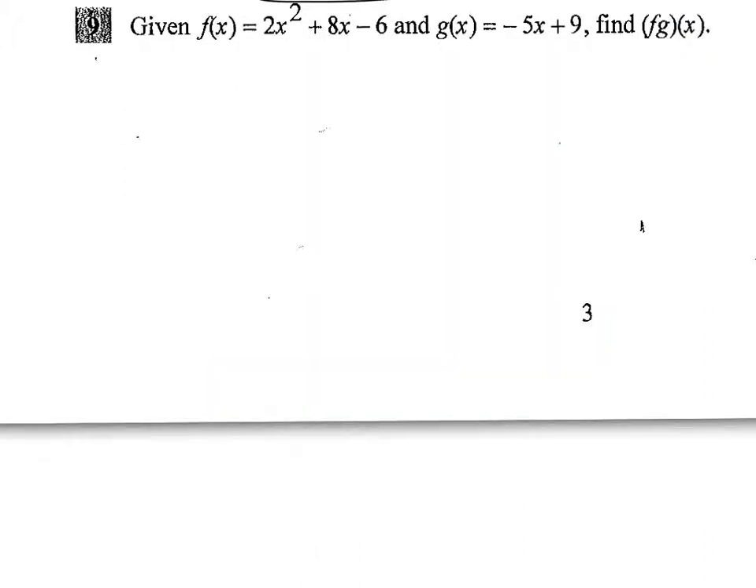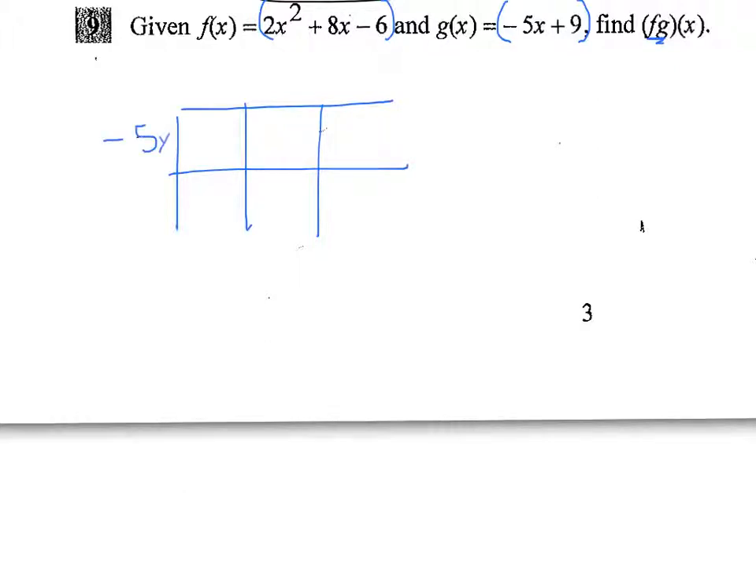To multiply these two together, see how that's a multiplication problem? I'm going to draw parentheses around them, but you know I like doing the box method for 2 by 3s. So I'm going to go ahead and set up the 2 by 3 box. So negative 5x and positive 9 go on the side, and then the 2x squared, the 8x, and the negative 6 go on top. So we should have negative 10x to the third, negative 40 x to the first times x to the first is x to the second.